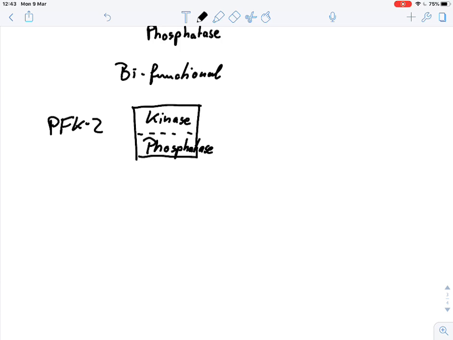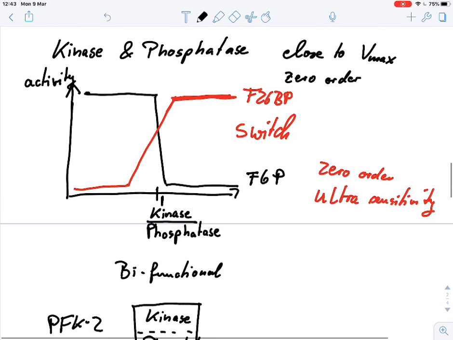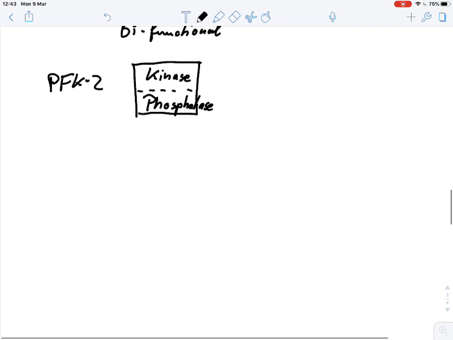PFK2 is a wonderful example of a bifunctional enzyme because it has kinase activity and it has phosphatase activity. But then how on earth can we get this switch system to work? Actually, we need the switch system to turn off or turn on glycolysis. Actually, what we do is we use yet another switch system.